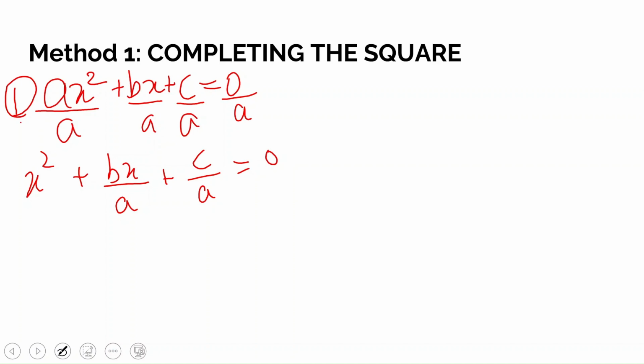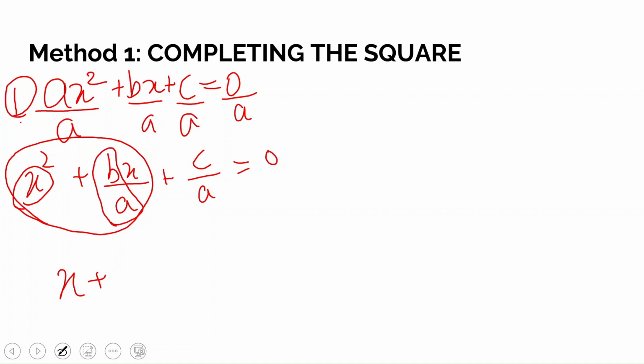The second step is to convert this into its squared form. And to do that, you just take x plus the coefficient of x, which is b by a in this case, and then you halve that. So this will be what? b by 2a, and you square that. And let's just expand this binomial over here.